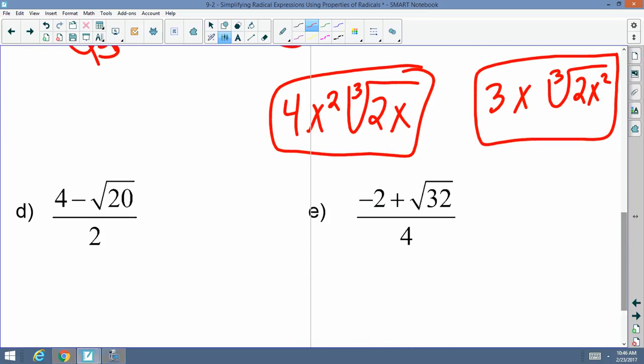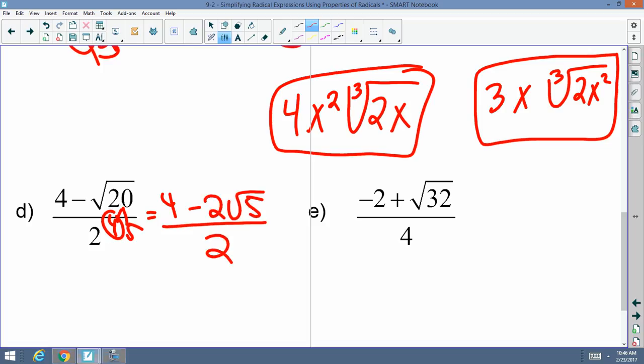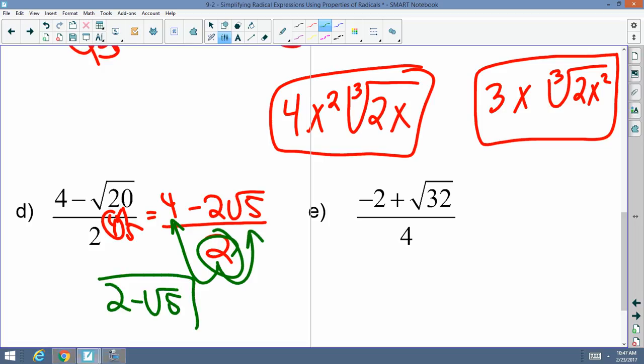How about here? I got 4 minus the square root of 20 over 2. Well, I can't do anything with this, but I can simplify. So it's going to be 4 minus. Isn't 20 4 times 5? What's the square root of 4? So this is 4 minus 2 square root of 5 over 2. What do we know about this 2 down here? Right, guys. Good job. It's the distributive property of division. Good. So you divide that to here and to here. So I have 2 minus the square root of 5.